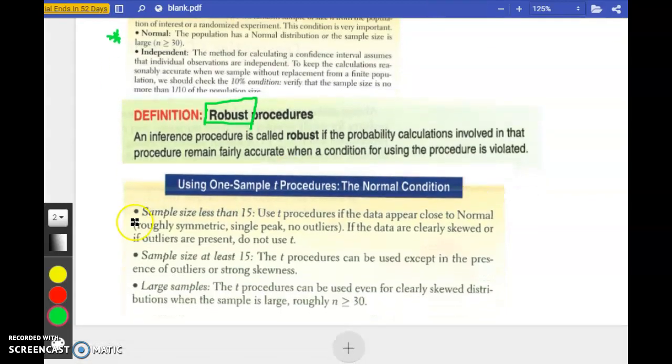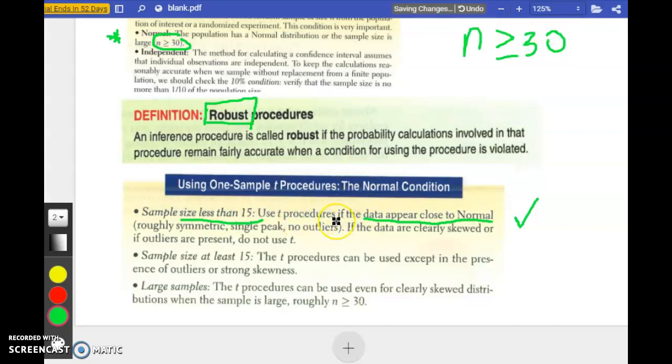So there's a special normal condition for t-distributions. And that is if the sample size is less than 15 and the population is normal. So the data, or I shouldn't say the population, whatever that sample data, if that looks normal, it's safe to use t-distributions. So notice, less than 15, usually we want more than 30. Up here, we want n to be greater than or equal 30. So even if it's not, if the sample data looks normal, we can still use these t procedures.